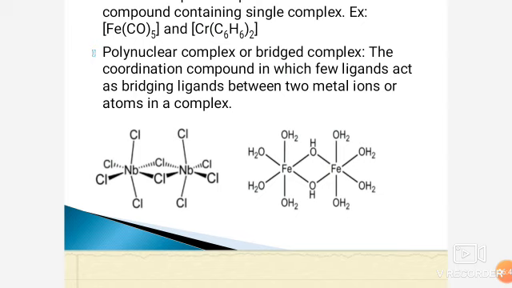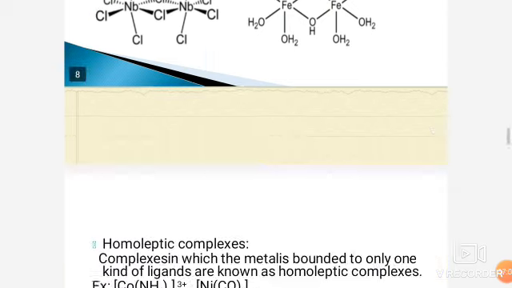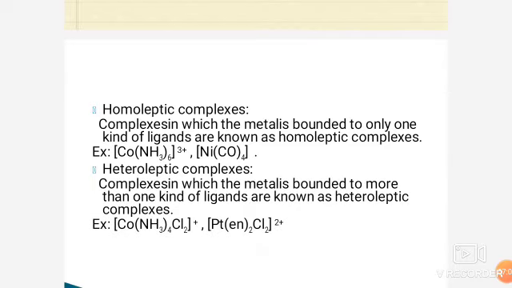In the niobium complex, this chlorine acts as a bridging ligand, and in the iron complex, the hydroxyl ion acts as a bridging ligand. Now, here is another type of complex compound, classified on the basis of the ligands surrounding the central metal atom. Those fall into two categories: homoleptic complexes and heteroleptic complexes.